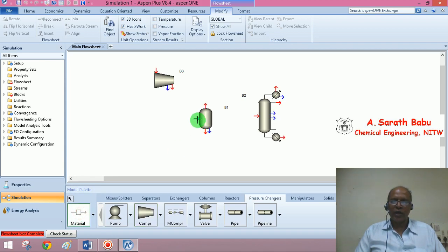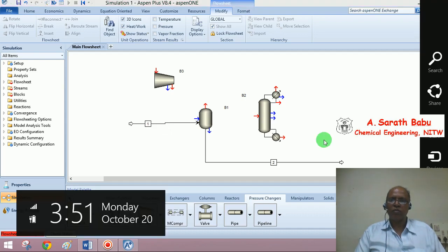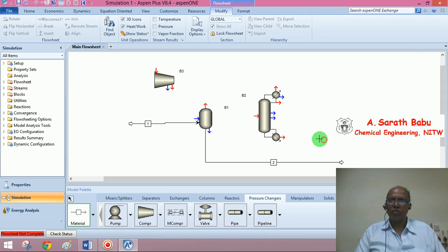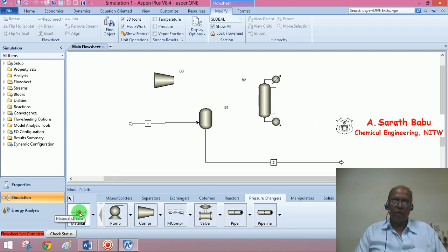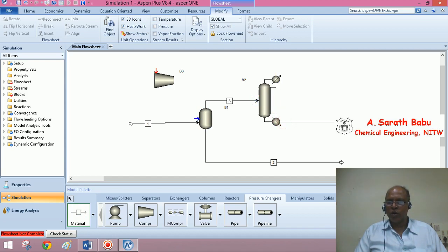Now let us try to connect inputs. So the bottom is taken as one of the products. Now the top from the flash column is taken as the feed to the distillation column. The bottom is the second product that we have.